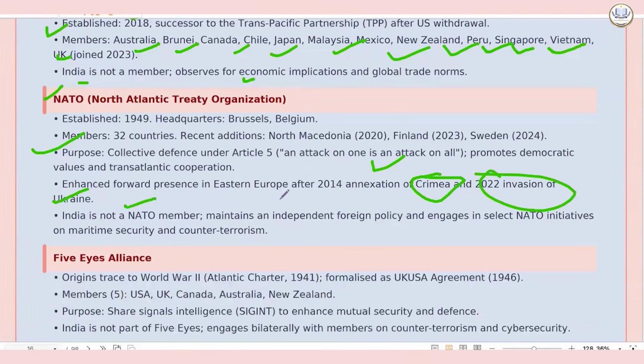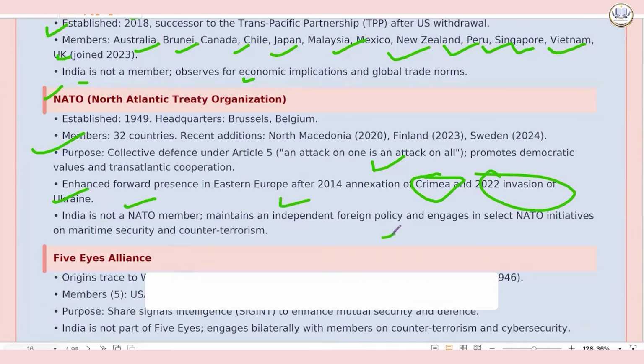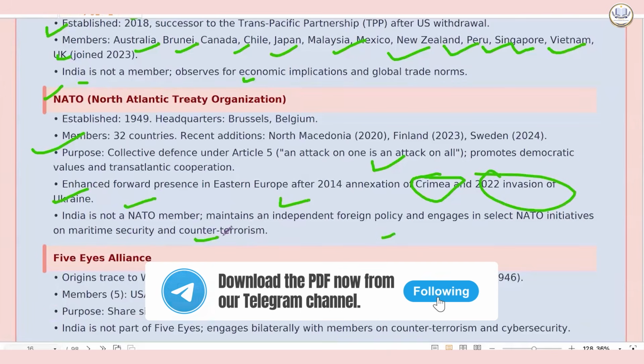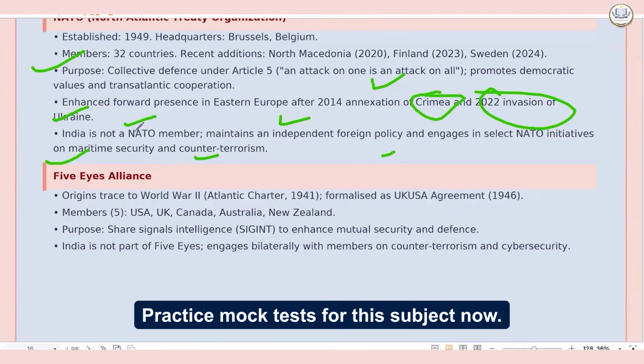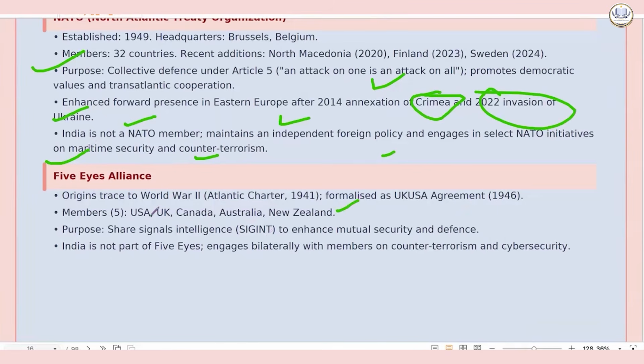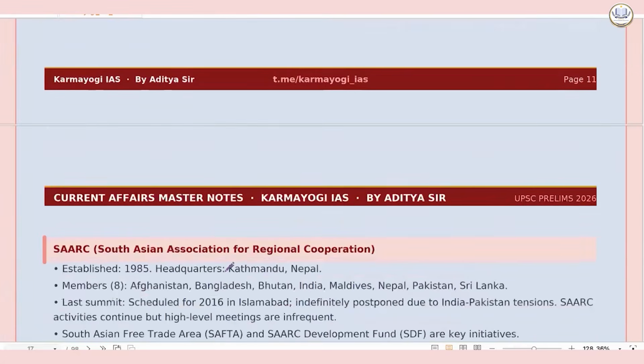India is not a NATO member, maintains an independent foreign policy, and engages in select NATO initiatives on maritime security and counter-terrorism. Then there is the Five Eyes Alliance. Its origin traces to World War II, the Atlantic Charter of 1941, formalized as the UK-USA Agreement in 1946. Members are 5 countries: USA, UK, Canada, Australia, and New Zealand. Purpose is signal intelligence to enhance mutual security and defense. India is not part of Five Eyes, but engages bilaterally with members on counter-terrorism and cyber security.